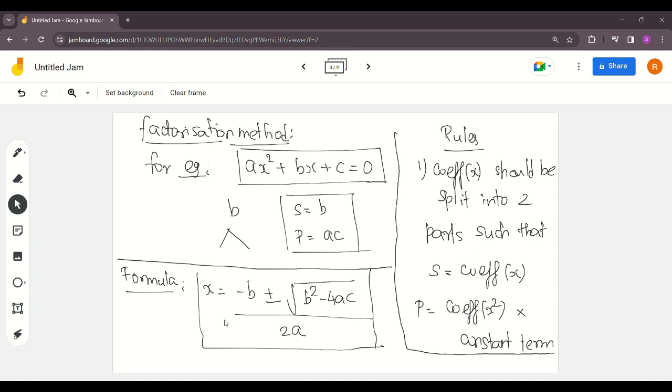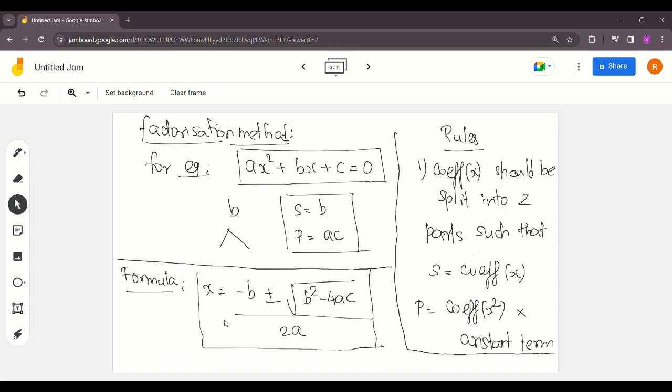Actually, alpha is nothing but the positive root, so it is minus b plus root of b square minus 4ac by 2a, and beta is nothing but minus b minus root of b square minus 4ac whole divided by 2a.